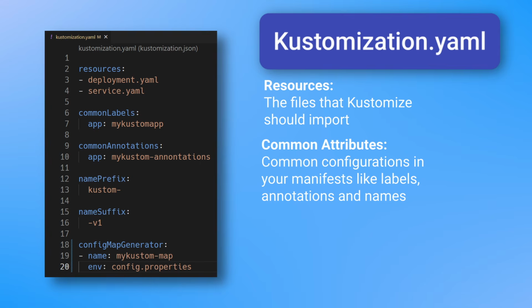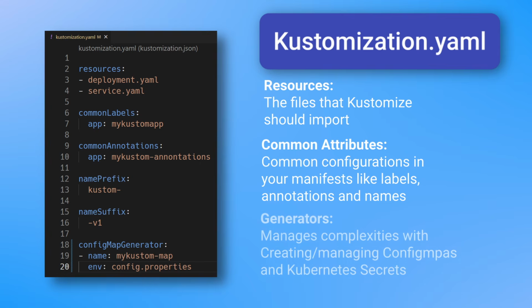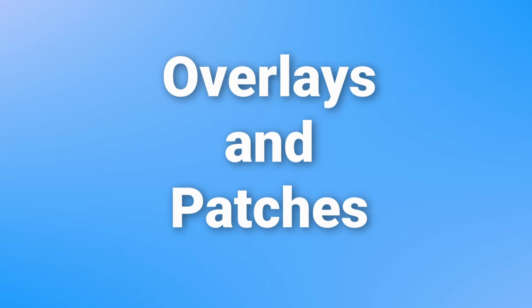Now at the bottom of the customization file, I make use of what's known as a generator, which automatically creates and attaches a config map to the pod. The generator removes the need for having a separate manifest file for your config map. You can also use generators for things like secrets. This will make a lot more sense when we get to the practical portion of this video, but before we do that, let's have a look at how we can implement overlays and patches.